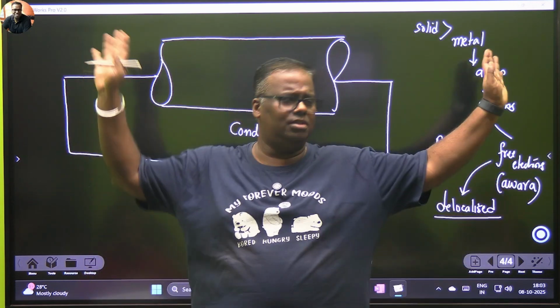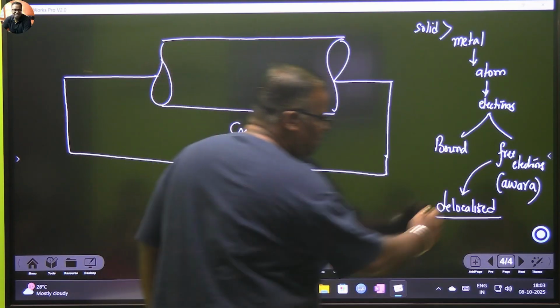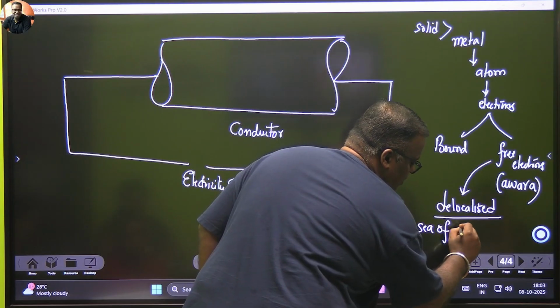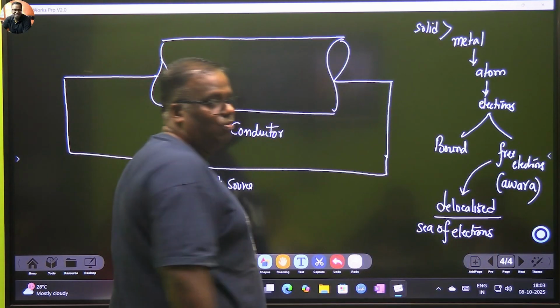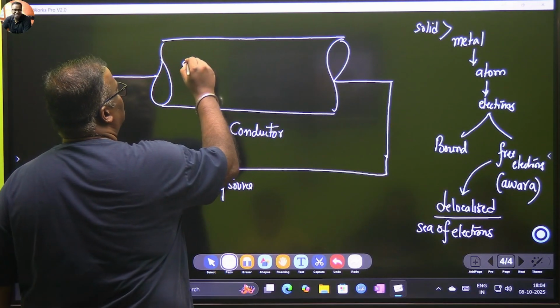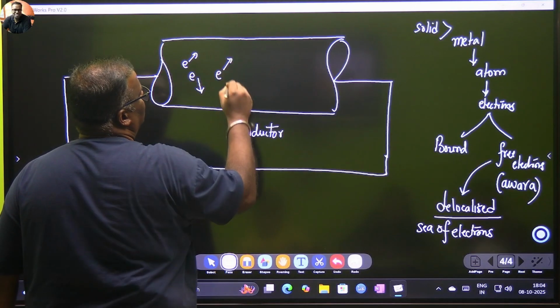ऐसे ही घूम रहा है, vagabond. They don't know anything about themselves. And when they become delocalized, we call them a sea of electrons, or a cloud of electrons. And these electrons are something like this: ऐसे random direction में घूमते रहते. Random direction.